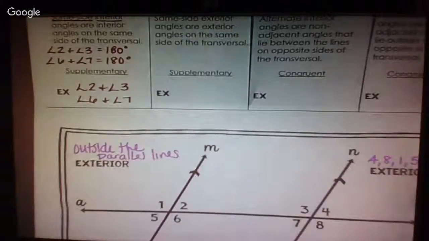So they are supplementary. Then also, if you can't remember that, they have to add up to 180. Okay. They do.